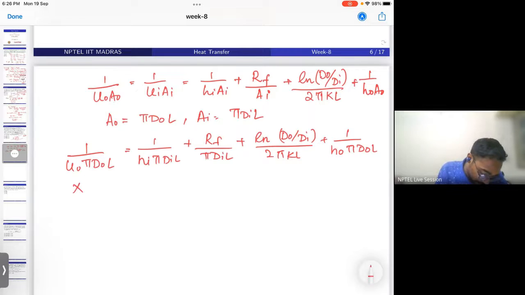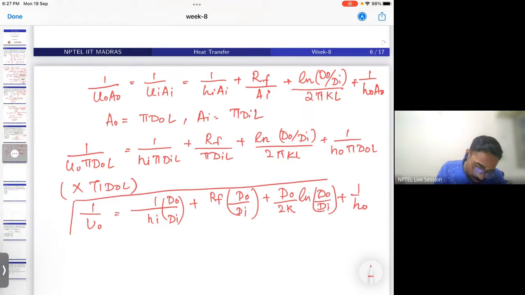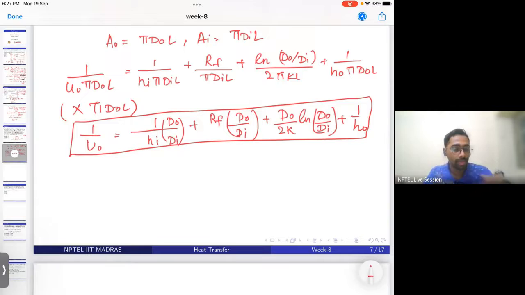I am multiplying the entire equation by pi D0 L. I will get 1 by U0 equals D0 by (hi Di) plus Rf D0 by Di plus D0 by 2K ln(D0 by Di) plus 1 by ho. Sorry, there is no pi; it gets cancelled. So this is our equation for the overall heat transfer coefficient based on the outer surface area.